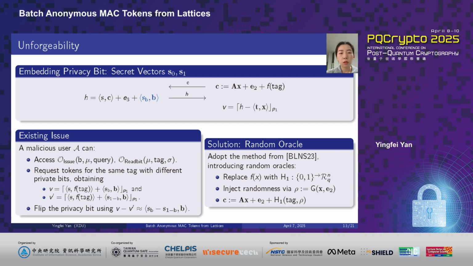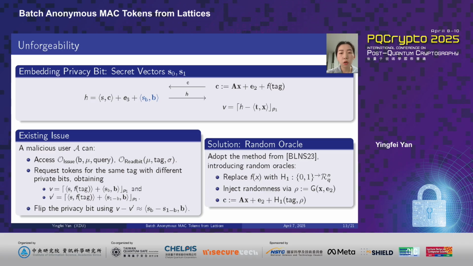So why does this work? The collision resistance ensures each C is uniquely tied to the tag and rho. The issuer enforces rejecting reused C values, which blocks attempts to request multiple tokens for the same tag, and extracts S1 minus S0 via difference analysis.